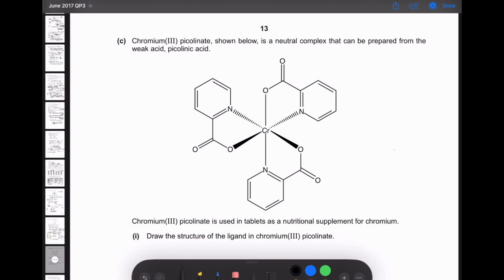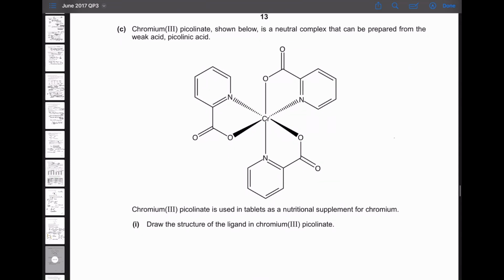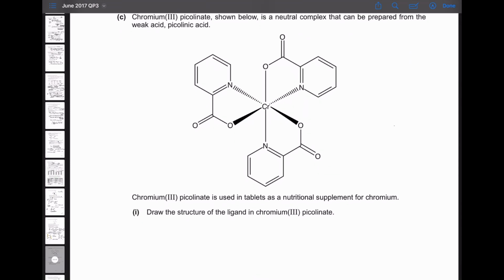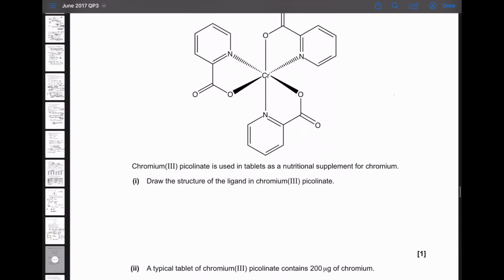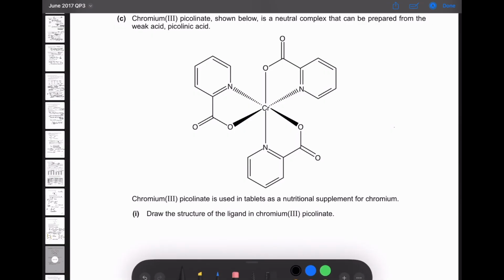Chromium-3 picolinate shown below is a neutral complex that can be prepared from the weak acid picolinic acid. Picolinic? I don't know. Chromium picolinate is used in tablets as a nutritional supplement for chromium. Draw the structure of the ligand in chromium-3 picolinate. Well, first of all, little hint in the question here, we're going from picolinic acid to picolinate. So that suggests that we're going to have an O minus in there somewhere. But let's pick this apart.